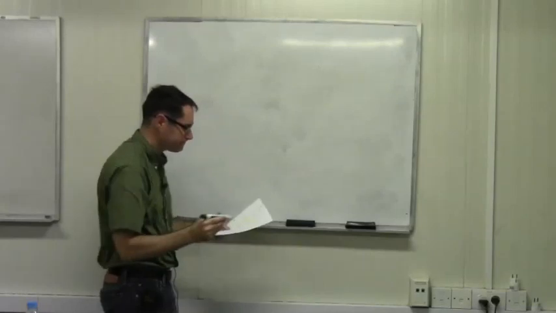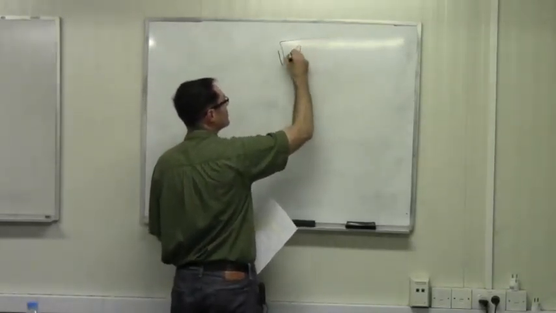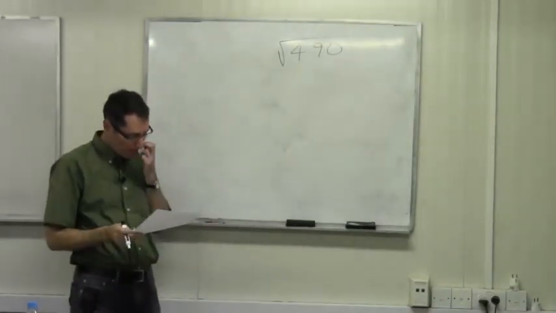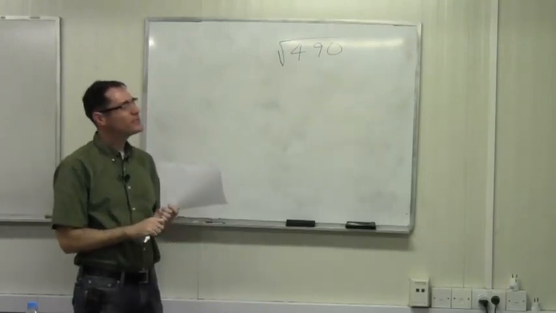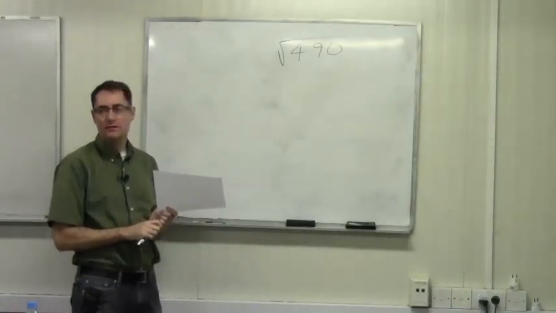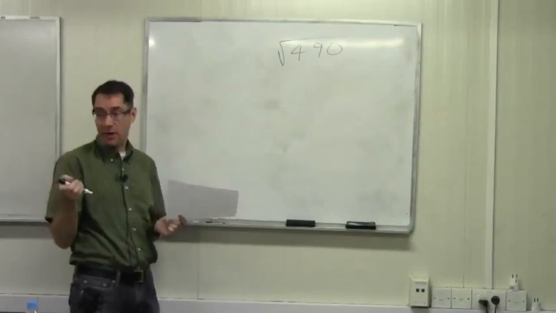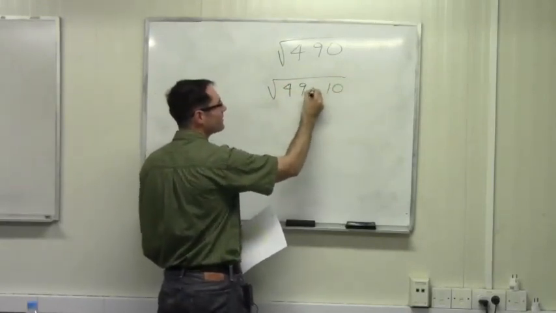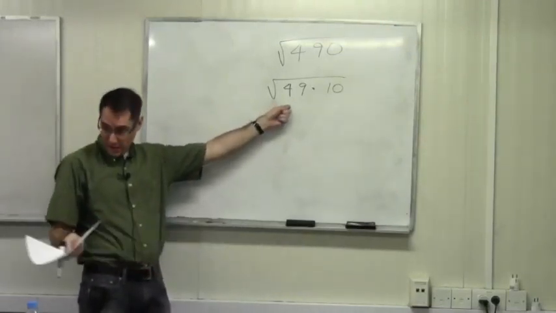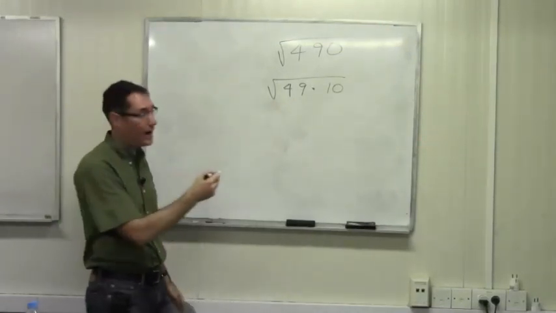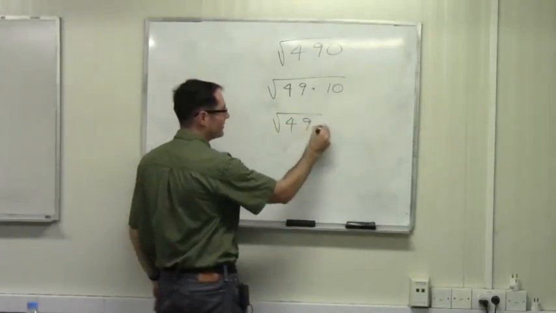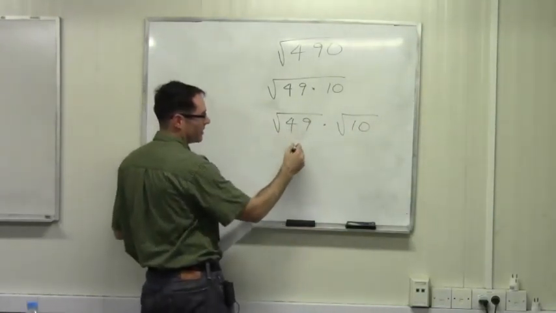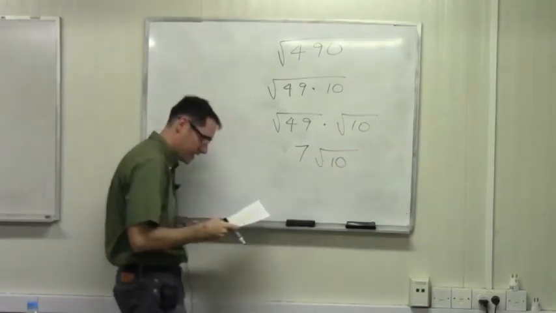Let's try another one. How about this one? Square root of 490. What's an easy thing that goes into 490? 7's not bad. Or 10, right? That's probably even easier. Square root of 49 times 10. And then do we know what goes into 49? Christine said it earlier, 7, and that's a perfect square. Aha. So now we can say square root of 49 times the square root of 10. Okay? And square root of 49 is 7, so 7 square root of 10.